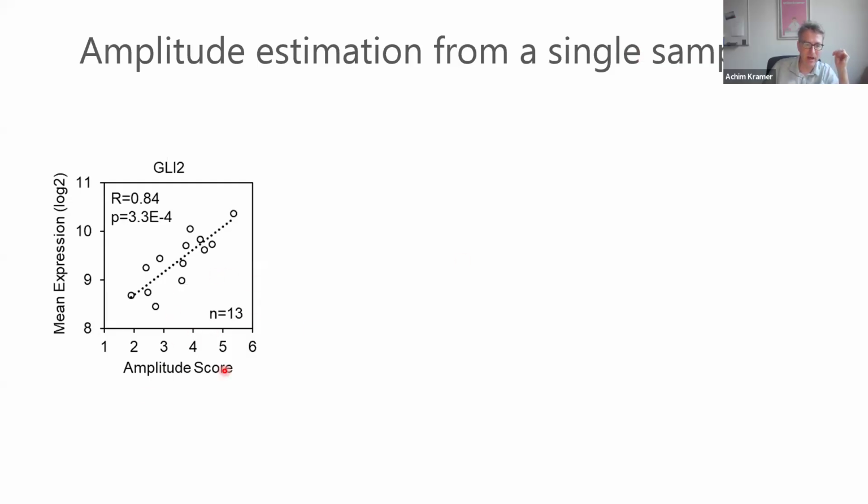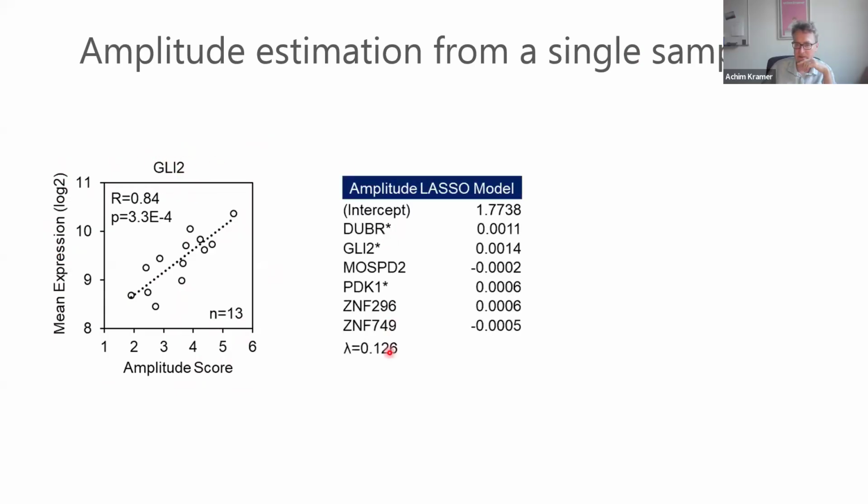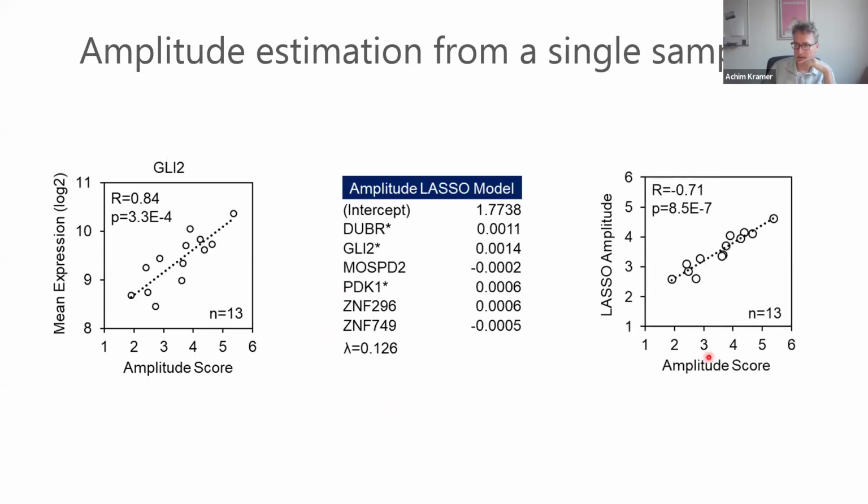Again, we went back to our training data set where we knew the amplitude because we had time series data, and we correlated the amplitude score with the mean expression of non-rhythmic genes. This is one example, GLE2. We found several others and combined them into a lasso model where we can predict the amplitude using a combination of these. That lasso amplitude, the model, correlated very nicely with our measured amplitude.